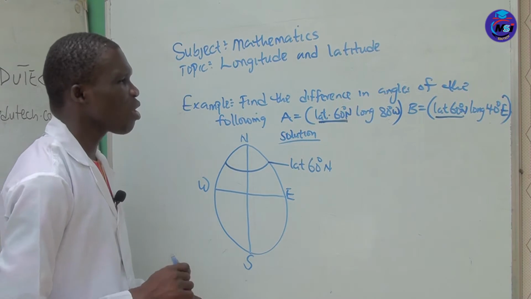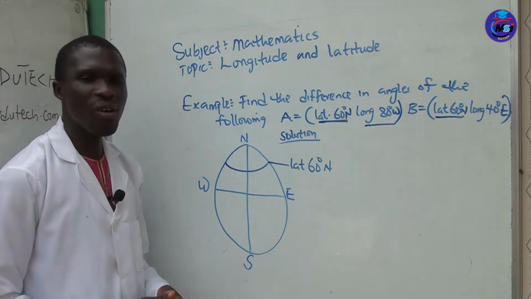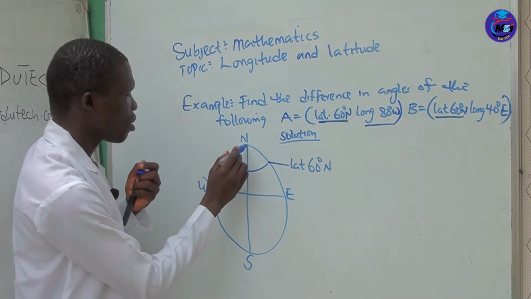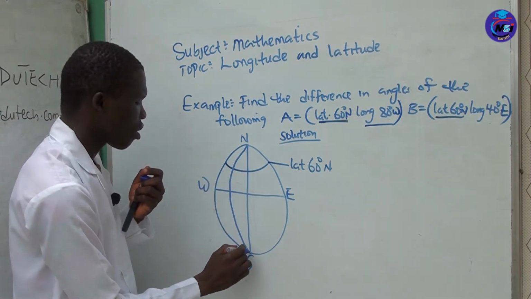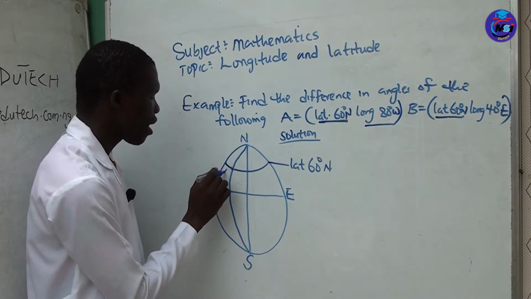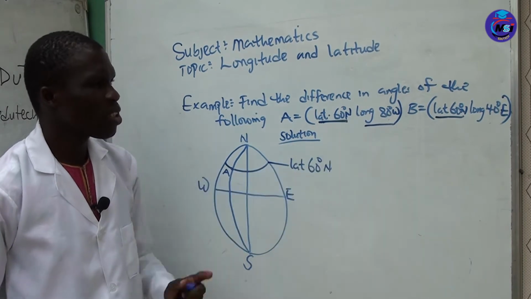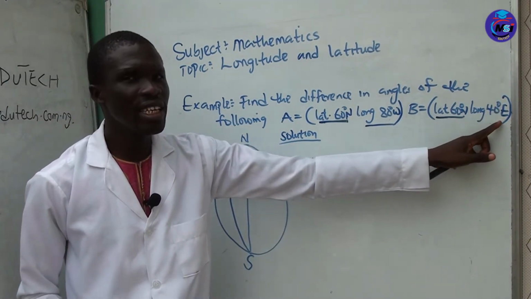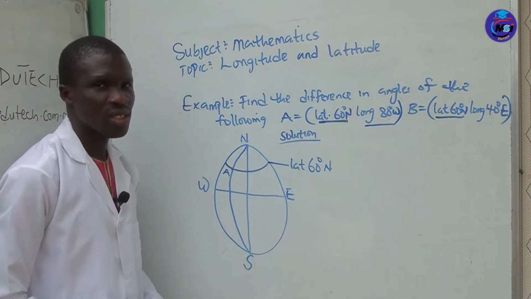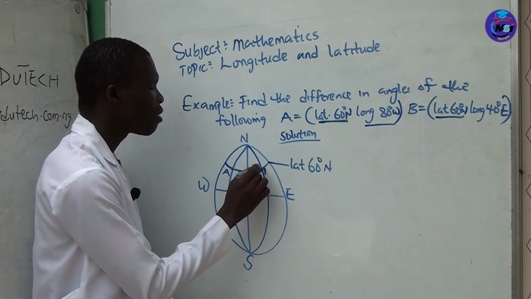Now we want to look at longitude 80° west. How can we locate this? Remember, this is the side for west. So this is longitude. Put a point here. This will give you A. We are through with longitude 80° west. We want to look at longitude 40° east. So what are we going to do? We locate east. This is east and this is west. We put it here. This is another point B.